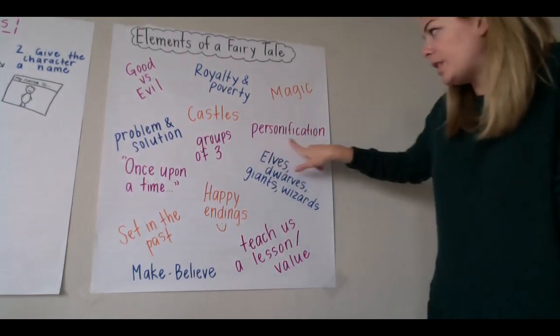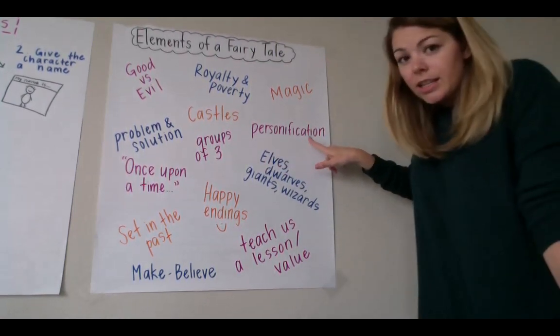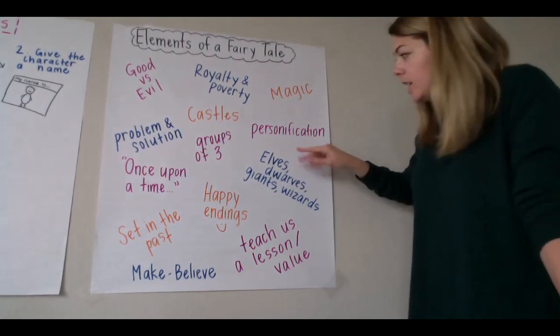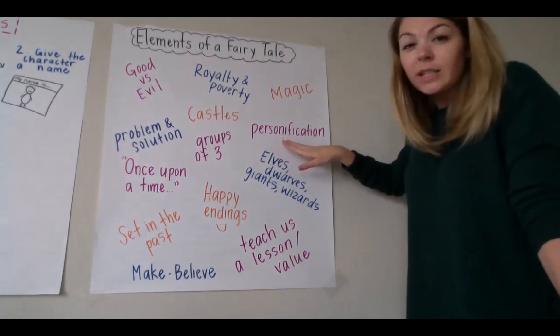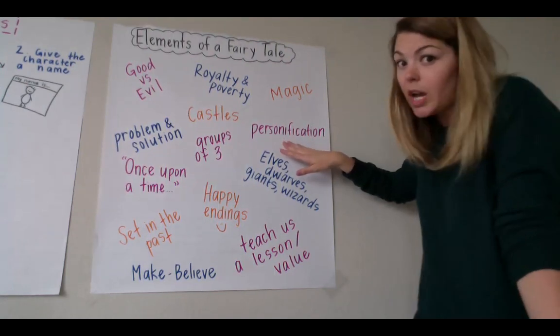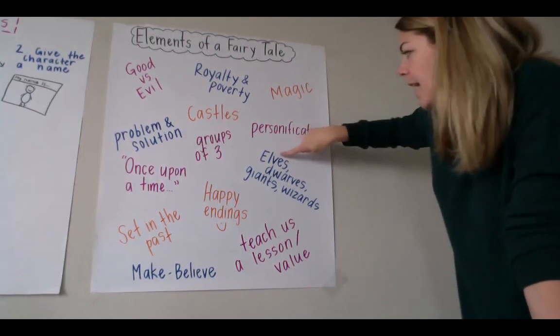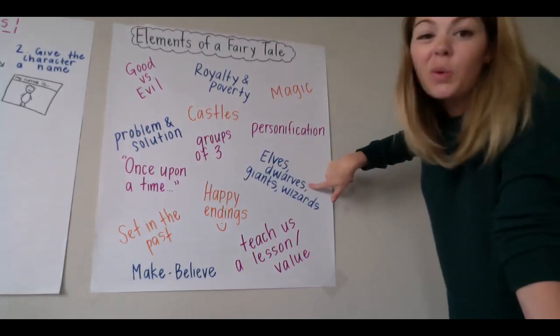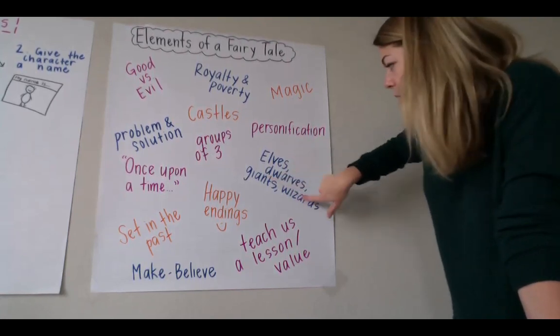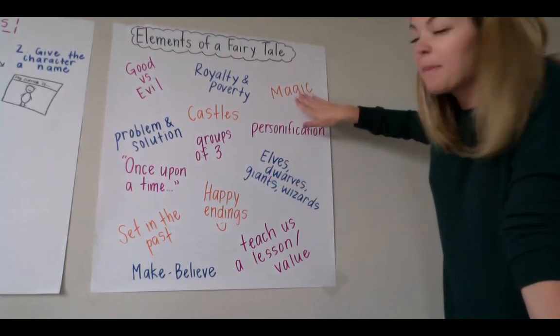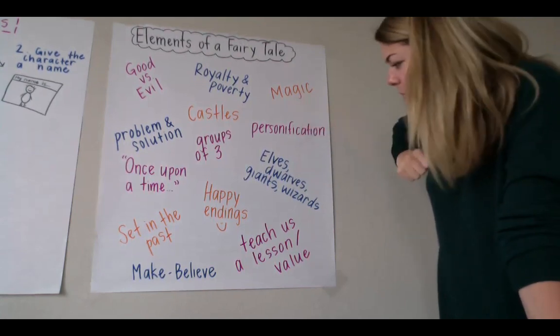We're going to talk more about this word, personification. This is a way that authors will make fairy tales and they'll give characters some human-like qualities, but we'll talk more about that. You might see elves, dwarves like Snow White, or giants or wizards, going back to having that magic in the story too.